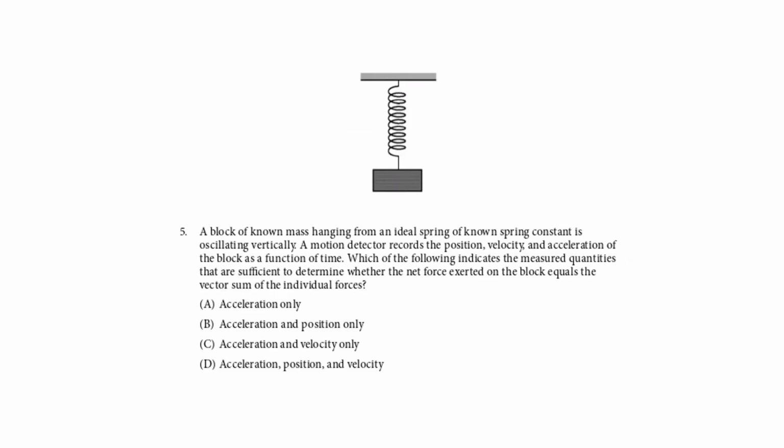A block of known mass is hung from a spring of constant k, oscillating vertically, so it's bouncing up and down. Which of the following measured quantities is needed to determine whether the net force equals the vector sum of the individual forces? So we want to make sure the net force equals the individual forces. There are two forces here: the spring force pulling up, and gravity pulling down. They want to make sure the net force equals those two together. So what do you have to know?